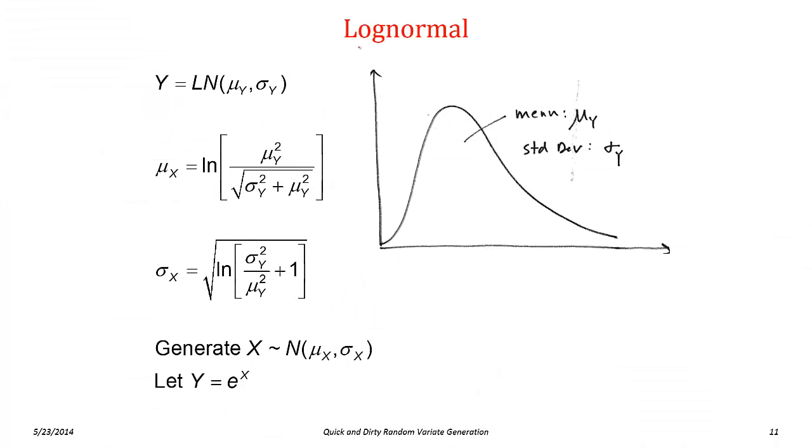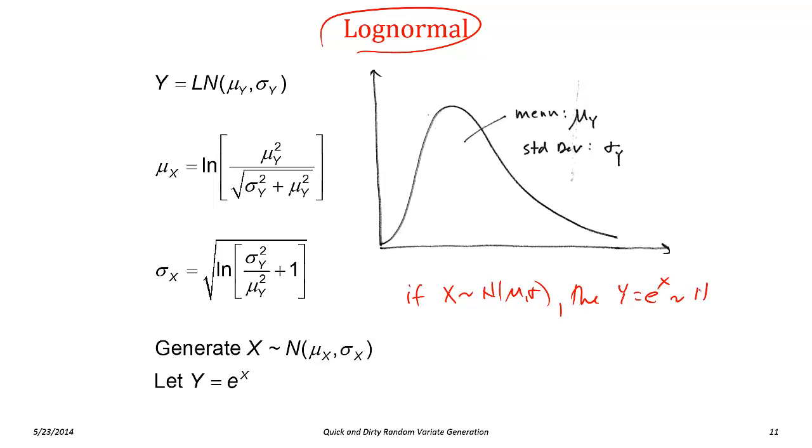The next distribution of interest to us is the log-normal distribution. And if you recall, if we have the case that x is normally distributed with parameters mu and sigma, then y equals e to the x is log-normally distributed, is the relationship. And so, oops, that needs to be a tilde there. And so this is really what we're after.